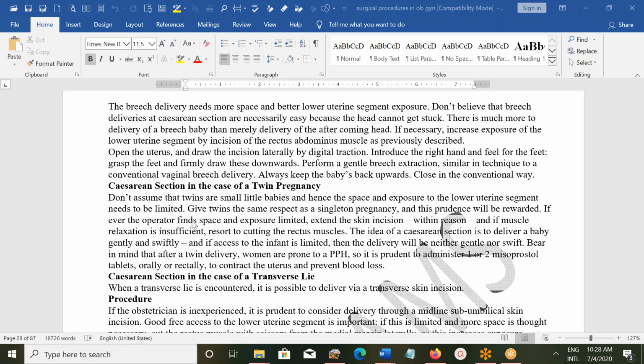And if the muscle relaxation is insufficient, then we should go and cut the rectus abdominis muscle. The idea of the cesarean section is to deliver a baby gently and swiftly. And if access to the infant is limited, then the delivery will be neither gentle nor swift. Bear in mind that after a twin delivery, women are prone to a PPH, so it is prudent to administer 1 or 2 misoprostol tablets orally or rectally to contract the uterus and prevent blood loss.